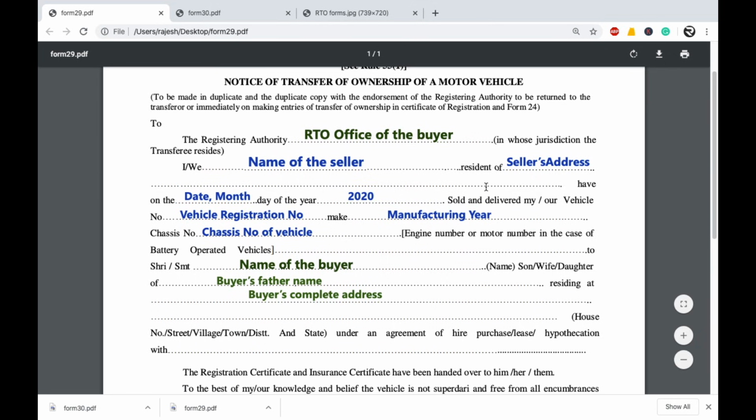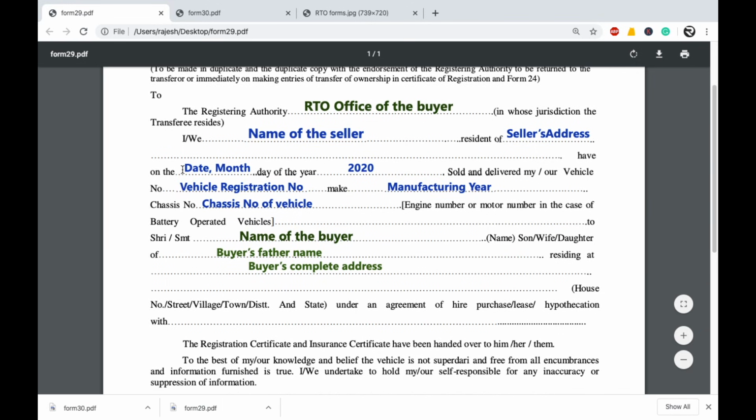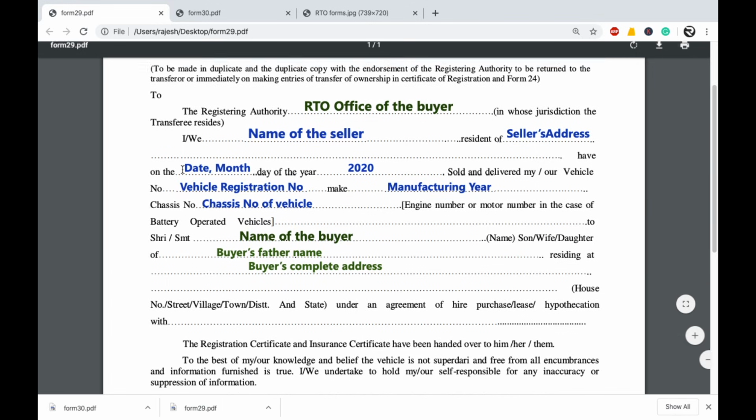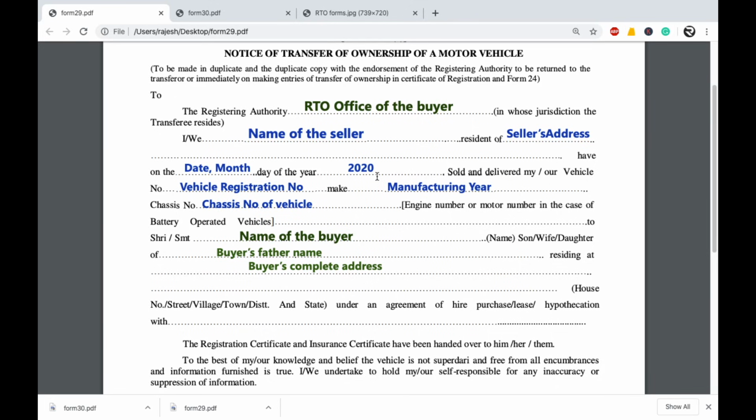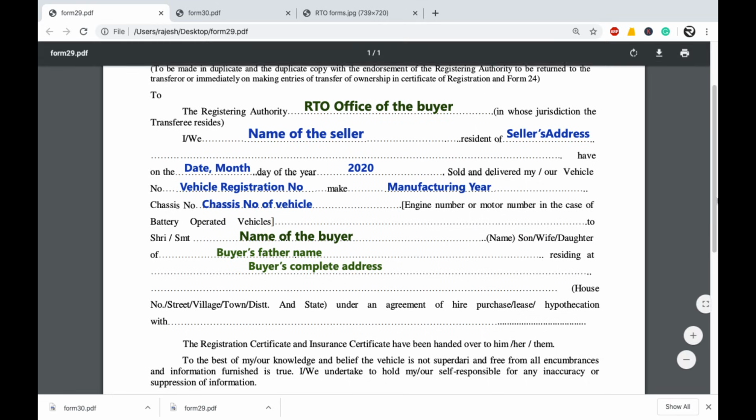See, first you need to write the RTO office name of the buyer, and second, here write the name of the seller, and after that write the address of the seller. After that write the date and month on which date you have sold the vehicle. After that write the year of the vehicle sold, and after that write the vehicle registration number, and after that write the vehicle manufacturing year. Here write the chassis number of the vehicle.